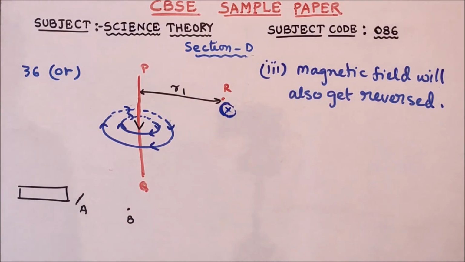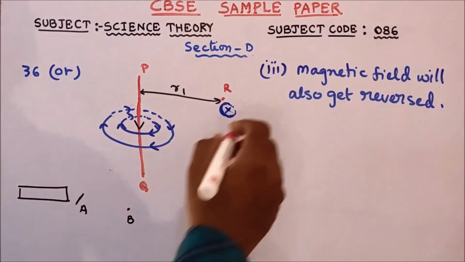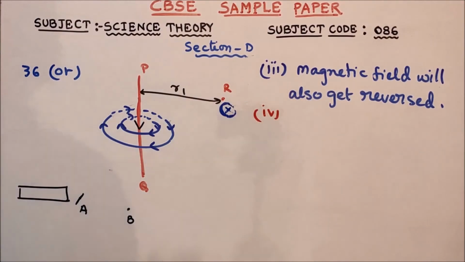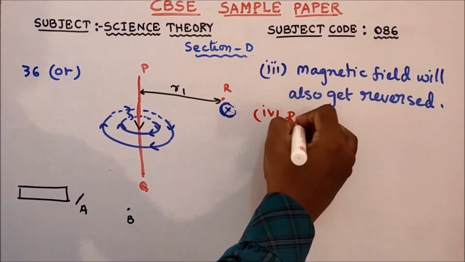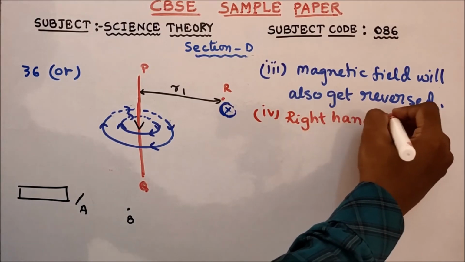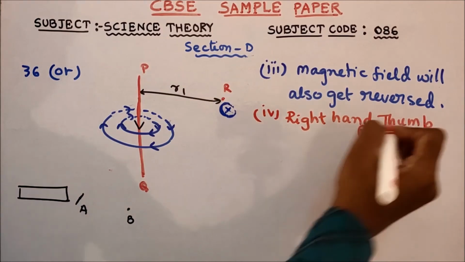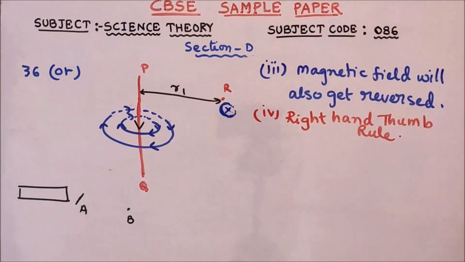Question number 4. Explain the rule that is used to find the direction of magnetic field for a straight current carrying conductor. So what is the rule we have been using since question number 1? The rule is the right hand thumb rule. So what is the question? It says to explain. So how to explain?